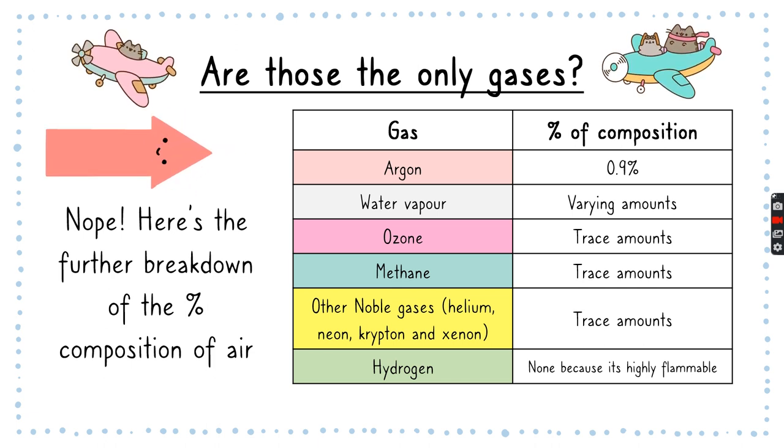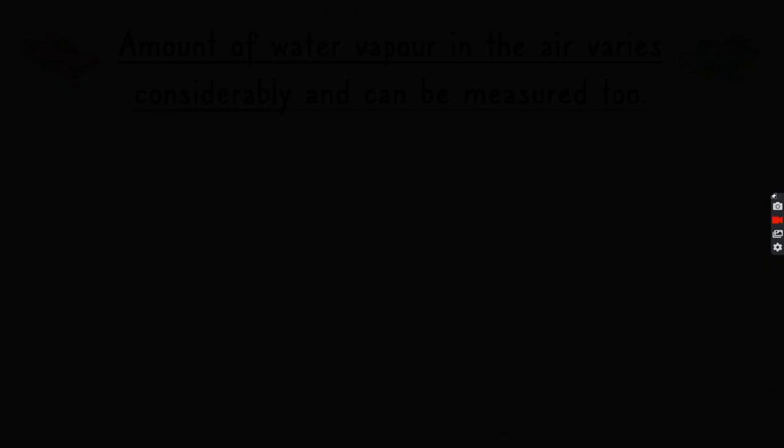What do we mean by trace amounts? Trace means that it's only a little bit, so you can't really find it a lot, but it is there. Hydrogen is not found in air at all, and this is very, very good because it's highly flammable. That means that if there's hydrogen gas, it can catch on fire very, very quickly. So let's look at this water vapor being in varying amounts.